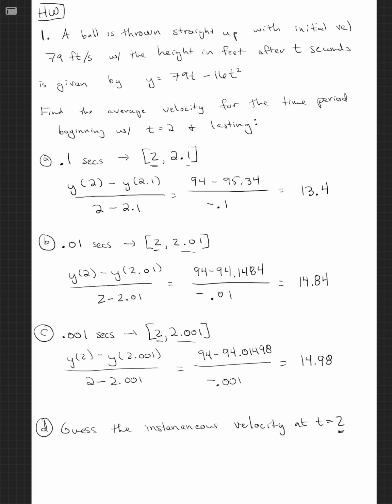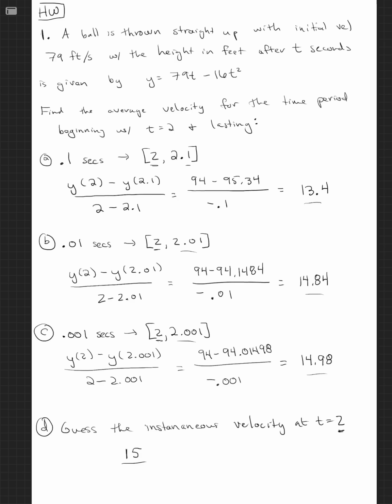And we know that if we do that, our output should get closer and closer to the actual instantaneous velocity. So looking at these three numbers, if I were doing it on my own, I'd probably do one more just to check. But it really looks like it's going towards 15 here, right? We're getting bigger and bigger, but we started to slow down and we're not getting over 15. So it looks like we're getting closer and closer to 15.